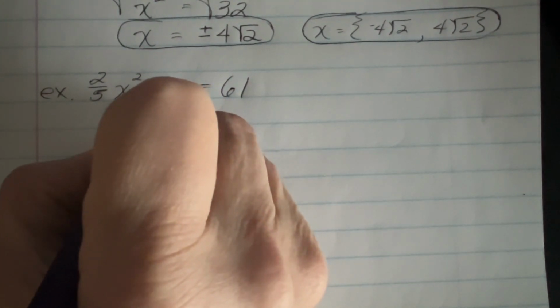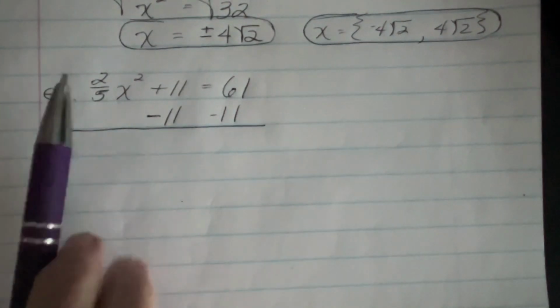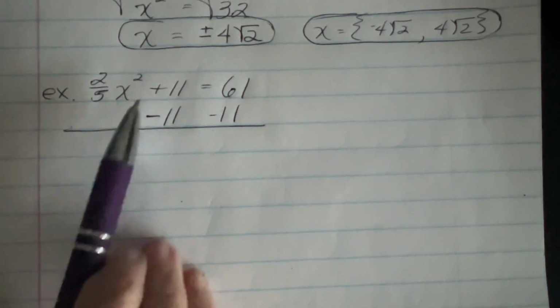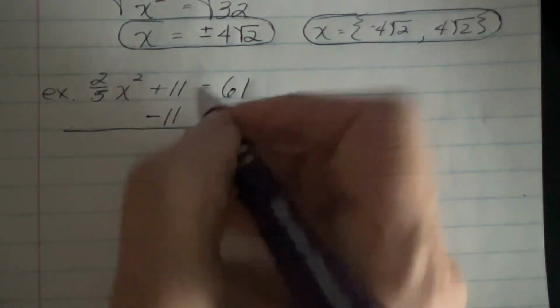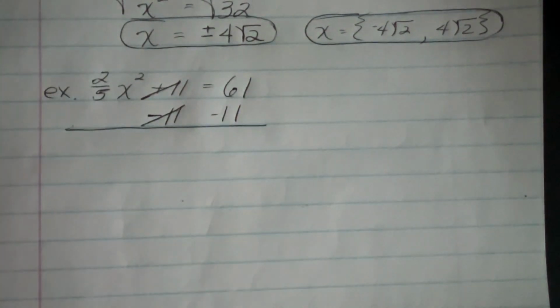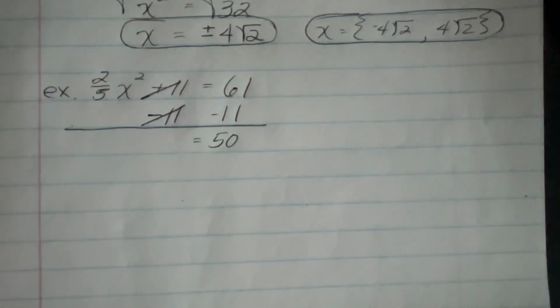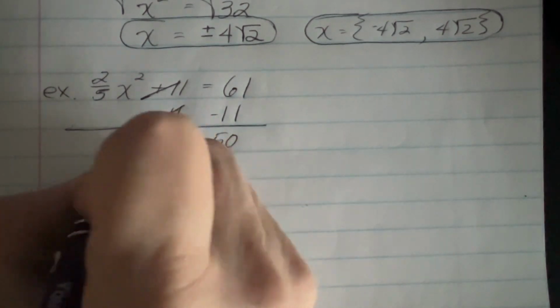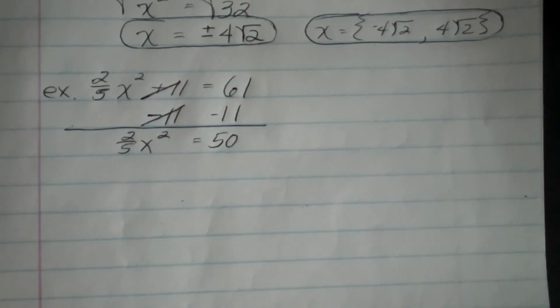Okay, so you subtract 11 from both sides. In your problem, you would have a fraction times x squared plus a number minus a number equals some other number. But once you are doing your inverse isolation of everything, you would have a 50. And what is 2/5 x squared equal to 50?